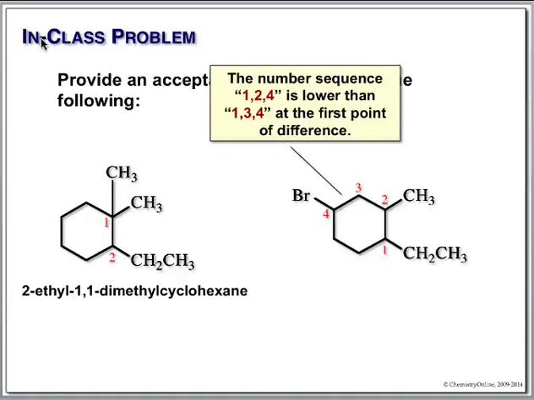All right, so in our name, bromine is going to come first. It's going to be a 4-bromo. Then we're going to have a 1-ethyl, 2-methyl cyclohexane. 4-bromo, 1-ethyl, 2-methyl cyclohexane. All one word.